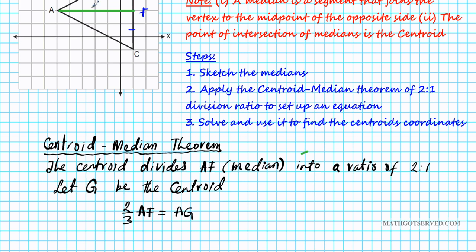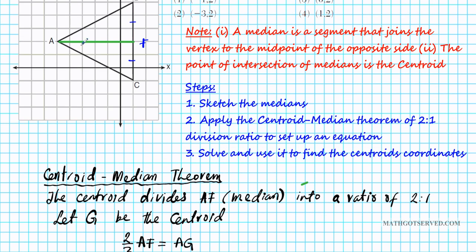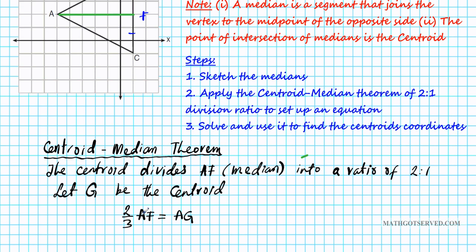Okay, I like to call the sections of the median divided by the centroid the vertex side and the base side. The longer side is normally the vertex side, and the base side is shorter. What do I mean by that? The vertex side AG is 2/3 of the entire length. Guess what? The base side is 1/3 of the entire length. So AF, 1/3 of the entire median, will give us the centroid to the base F.